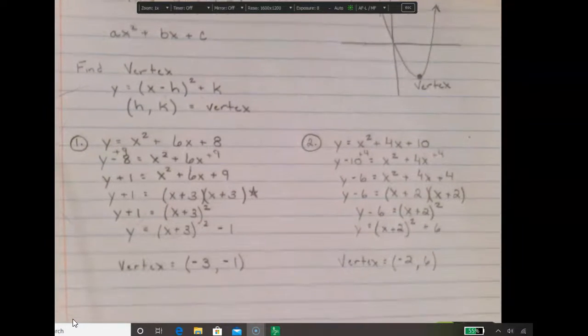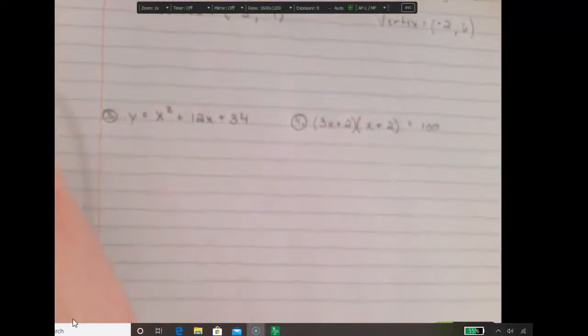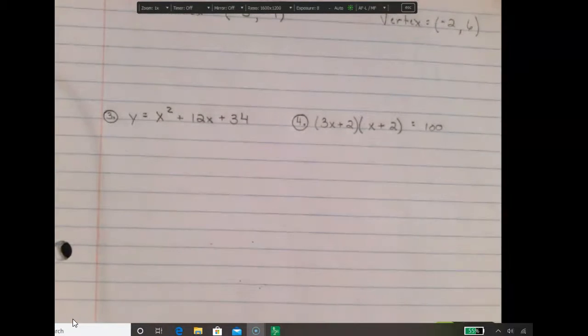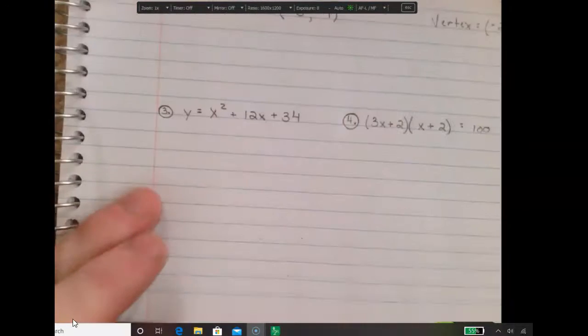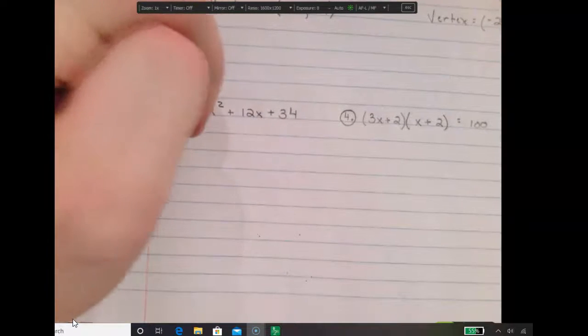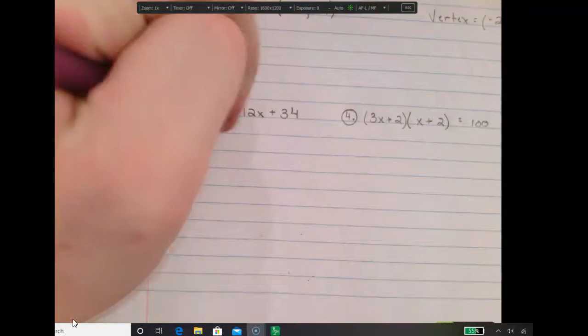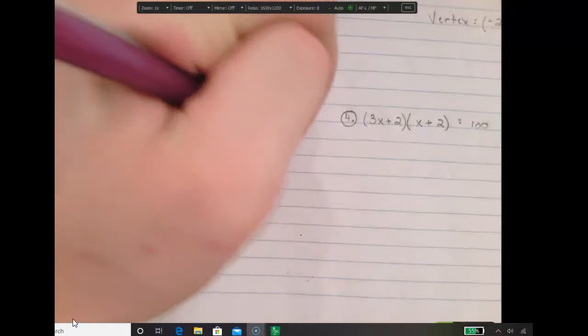I've got 2 more problems, and we're going to wrap things up for class today. So number 3. Number 3 may not be a bad one, guys, for you to attempt on your own. Maybe pause the video and then hit play and see how your answer compares to mine. Alright, let's get busy with number 3. So again, just like what we've done on numbers 1 and 2, let's move that 34 to the other side. So I'm going to have y minus 34 is equal to x squared plus 12x.